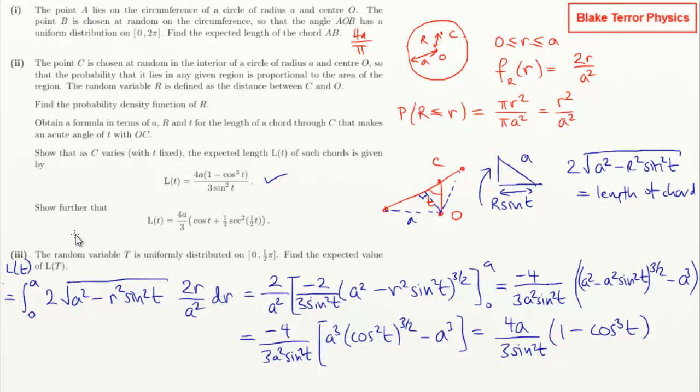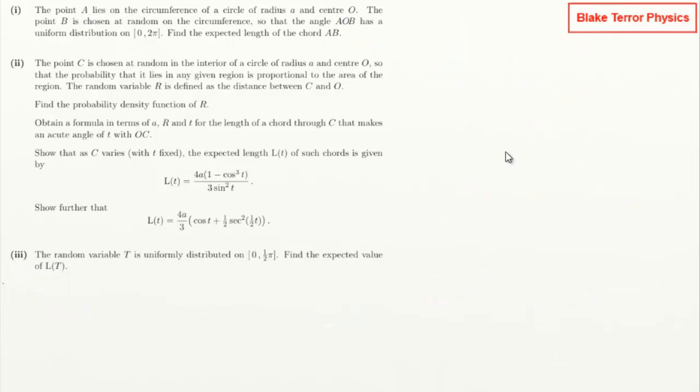Show further that L of t equals that. So is this just doing trig manipulation on this? It might be, but I'm going to have to get a new sheet up in order to start looking at this. So yeah, a lot of it is the same. Obviously the 4a over 3 is exactly the same. It's just dealing with the rest of it.